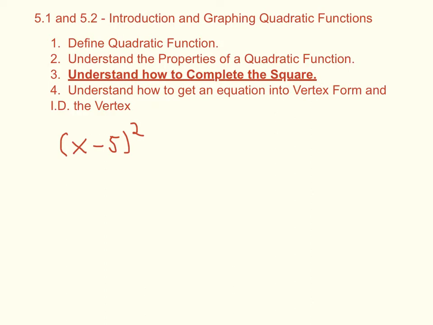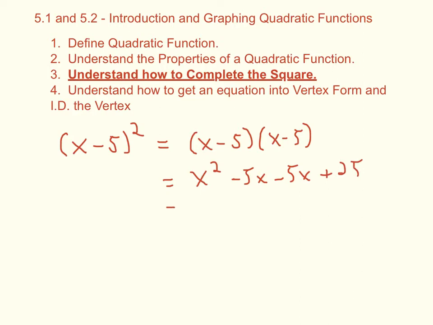Point number 3 for this lesson, understand how to complete the square. Okay, why? Because we'll use completing the square to get this into vertex form. So a little review. We have this binomial, x minus 5 quantity squared. How do we do this? We write this as x minus 5 twice, and then we use the FOIL method. That gives us x squared minus 5x minus another 5x plus 25, which, all told, is x squared minus 10x plus 25.